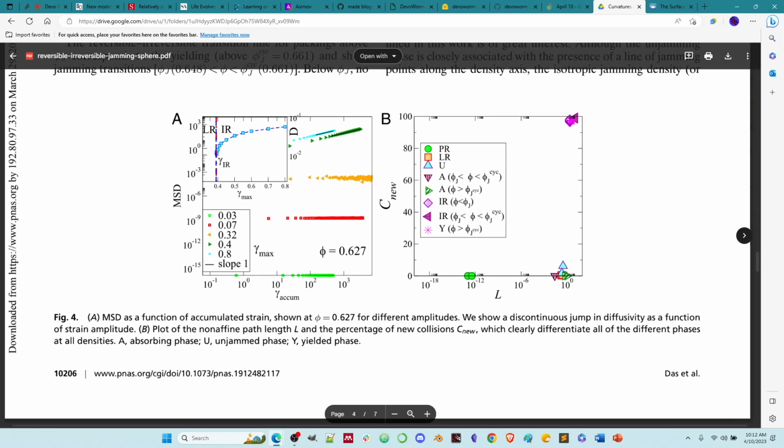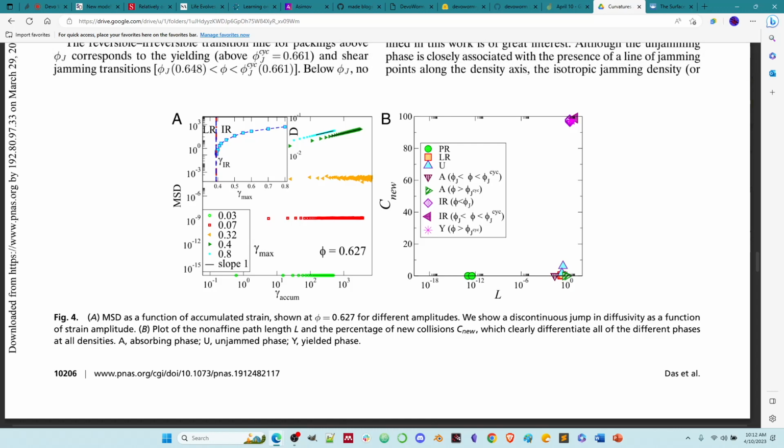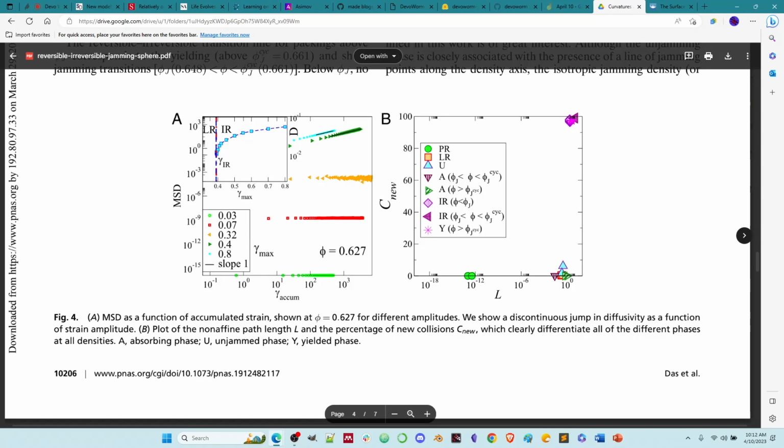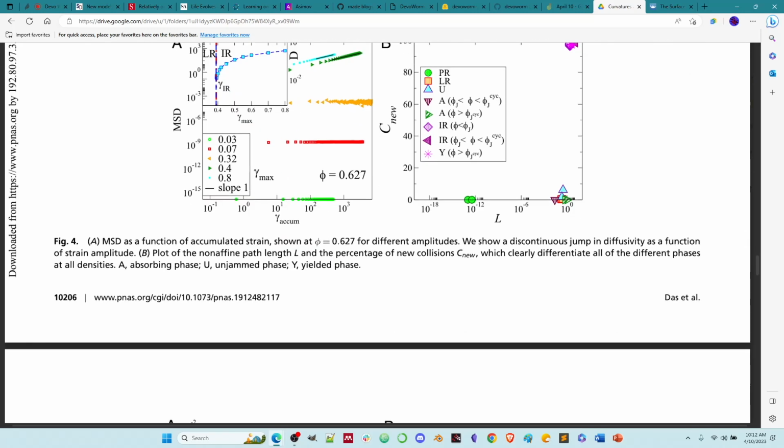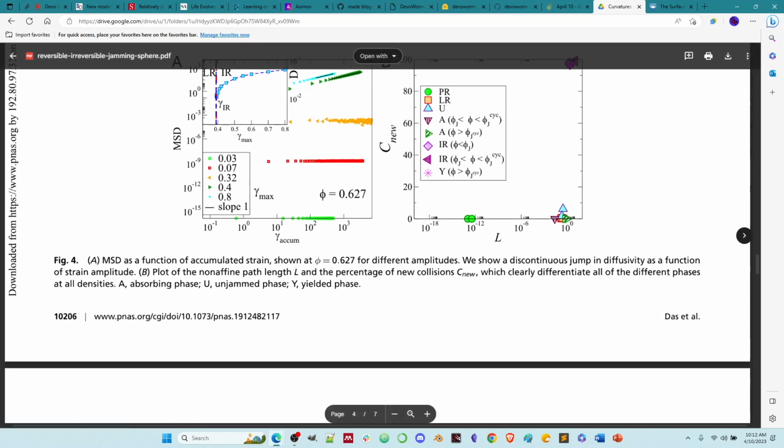So this is accumulated strain. Here they again show this discontinuity. Jump in diffusivity as a function of strain amplitude. So again, this diffusivity, how easy it is for things to move around, is a function of strain amplitude, however they define strain amplitude exactly. And you have these different phases.